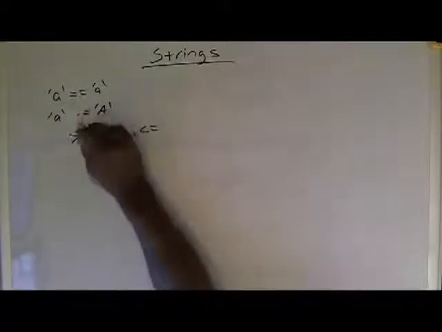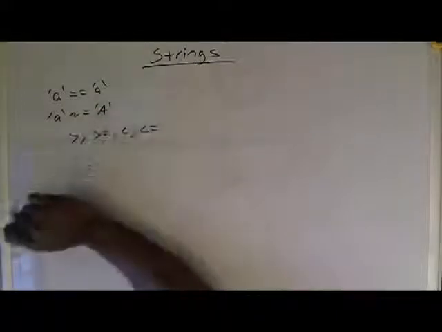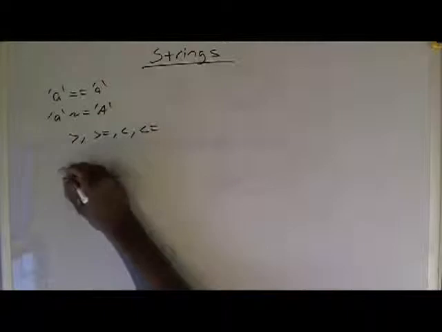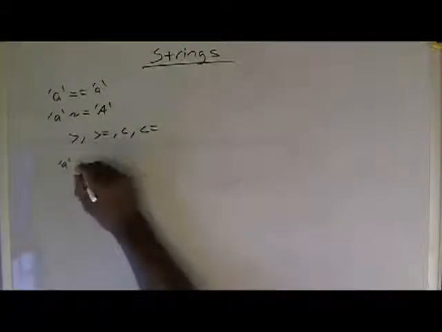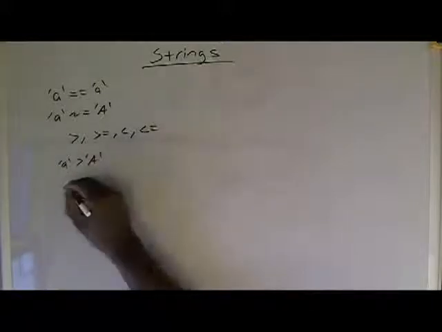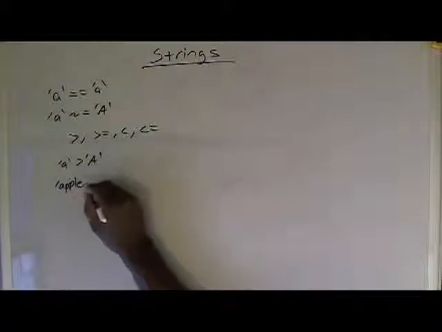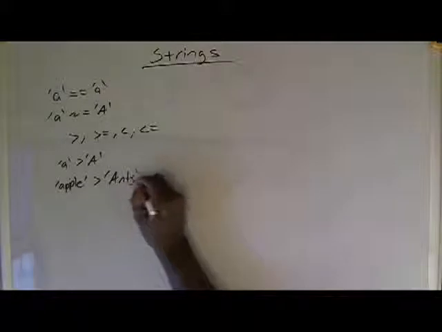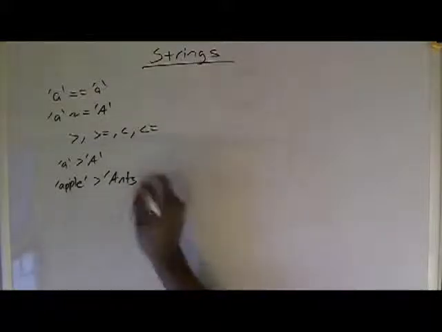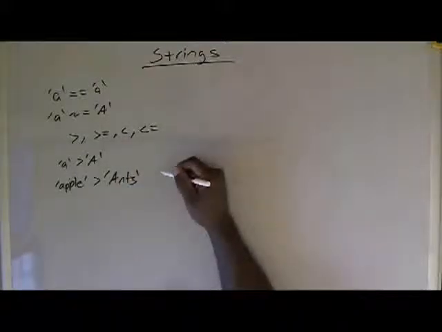Because it's sort of obvious to see that lowercase a equals lowercase a, and lowercase a is not equal to uppercase A. But how do you say what's the result of is lowercase a greater than capital A, or for that matter, is the word lowercase apple greater than the word uppercase ants? How do you compare strings, and how does the computer go about doing these logical operators with strings?